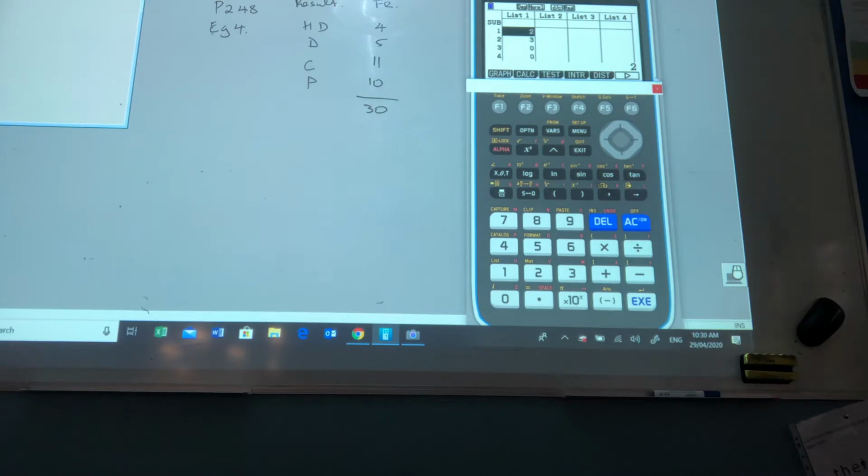I need to delete my previous stuff, so I just go delete all, F1. Okay, and I put those numbers in, 4, 5, 11 and 10. 4, 5, execute, 11, execute. That's a 1. Back up.